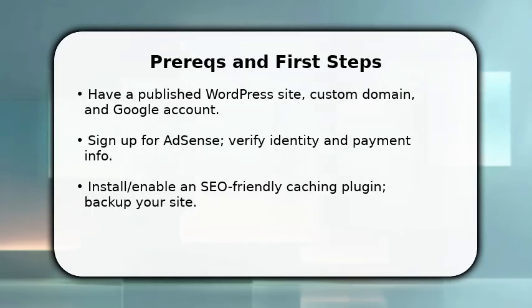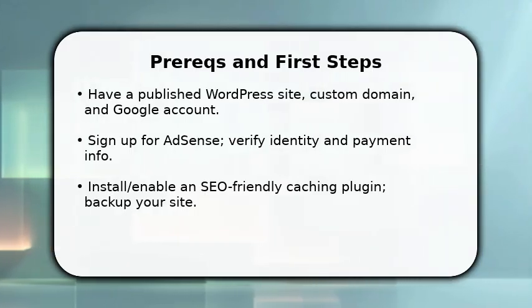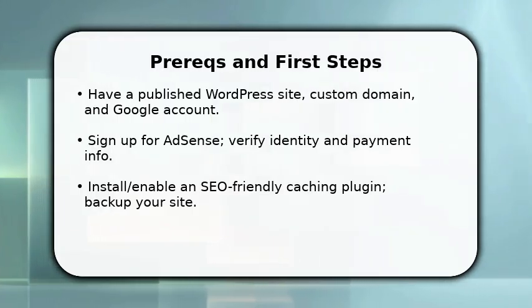You start by confirming prerequisites: a live WordPress site, a Google account, and Adsense access. Once you've applied to Adsense and completed identity verification, make sure payments and tax details are entered.